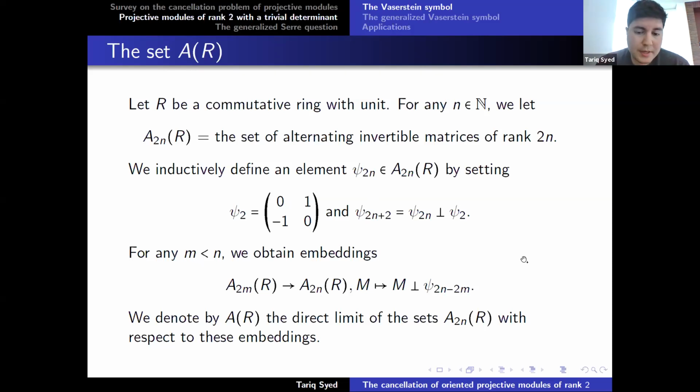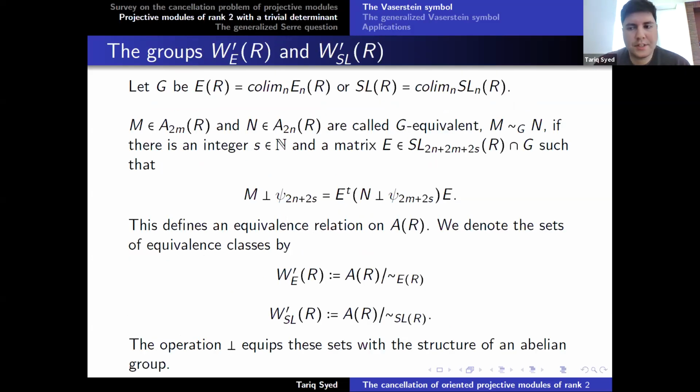And we can form the direct limit of these sets, A2n, with respect to all these embeddings. So basically, it's just all the alternating non-degenerate or alternating invertible matrices of rank 2n for any n. The disjoint union, the union, if you want, the direct limit. And now we define a relation on this set. So let G be either the direct limit of all the groups of elementary matrices, or SL of R, the colimit of all the SLNR groups, the groups of invertible matrices of determinant 1.